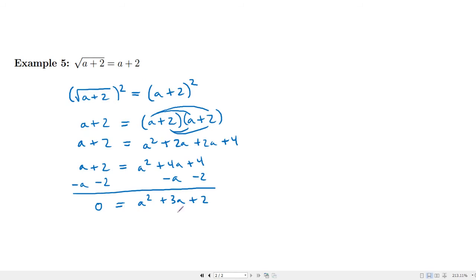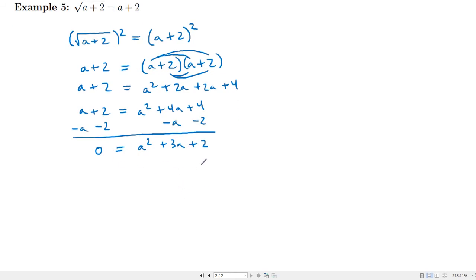And then how do we proceed? How do we find the solution here? So we want to use the property of 0. So we want to factor this. How do we factor that? Well, it's a monic quadratic. So we know that the first terms are a and a. Plus 2, the product has to be 2, and the sum has to be 3. Well, that's only going to be 2 and 1. So that's not too bad.